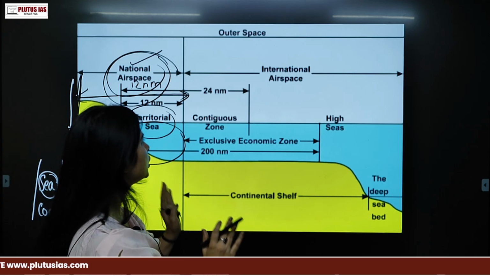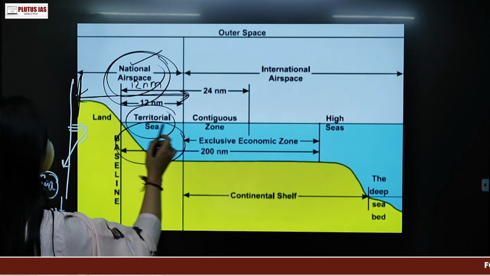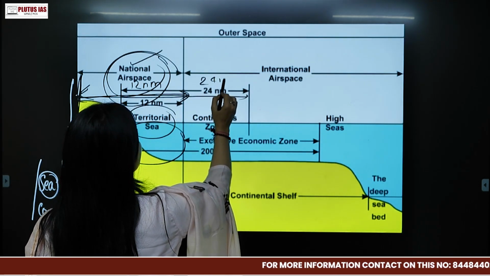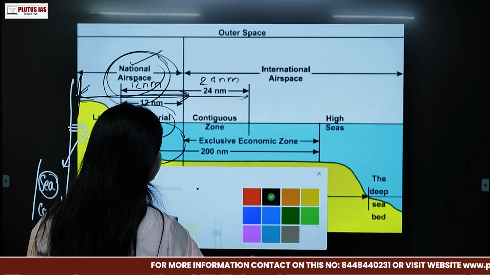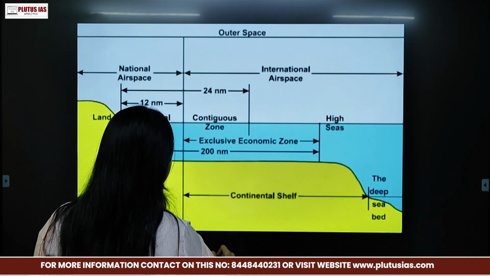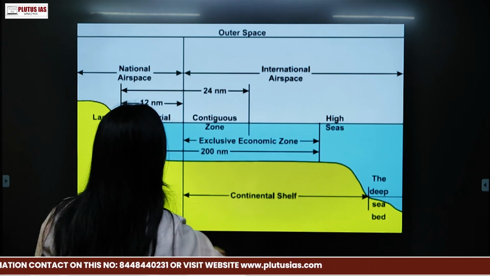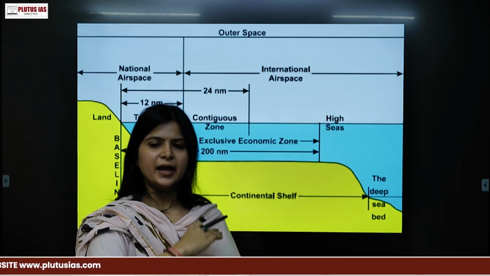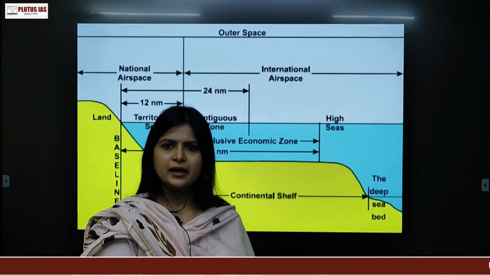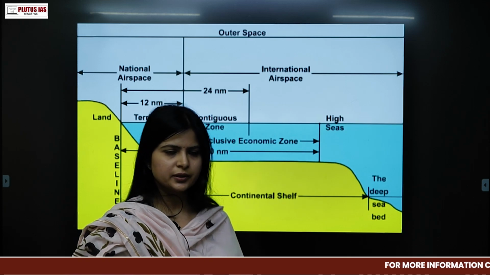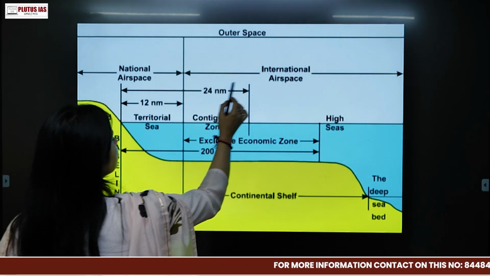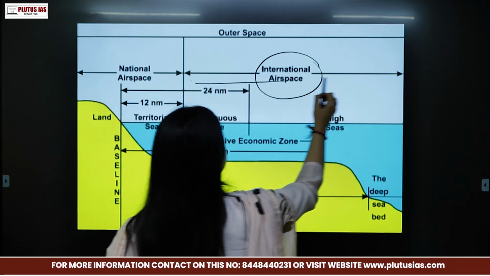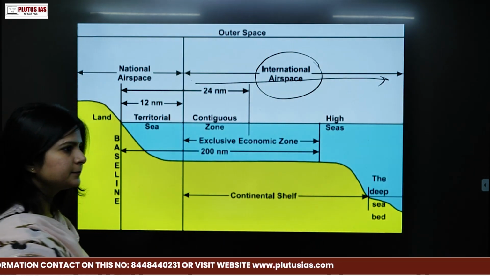Next comes the contiguous zone, right? You calculate from the baseline, which is 24 nautical miles. When we talk about the 24 nautical miles of the contiguous zone, here also exploration activities and marine activities are allowed, right? But here, international airspace can come to this area, right?